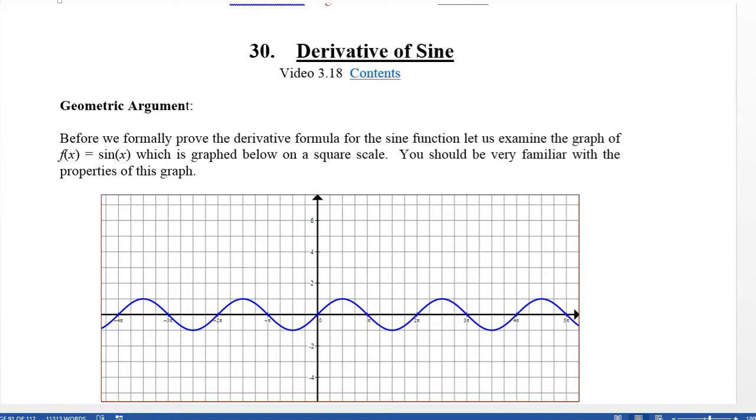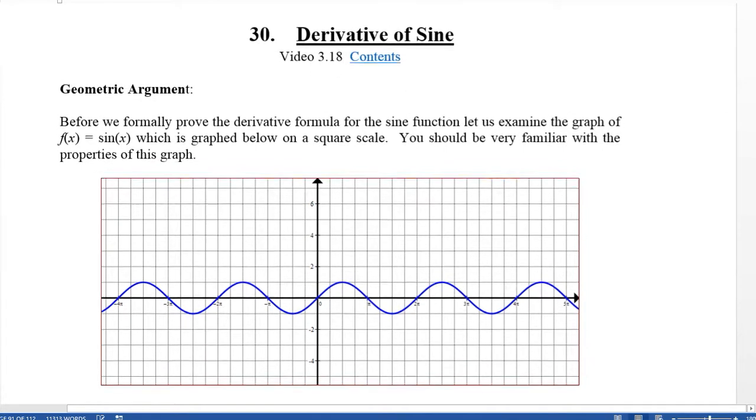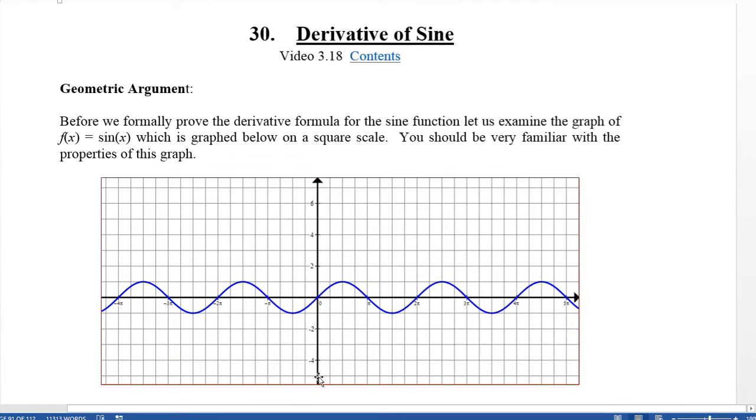In this video, we're going to talk about the derivative of the sine function. Before we formally prove the derivative formula and derive it for the sine function, let's examine the graph of y equals sine x, which is graphed here in this window on a square scale. Let's review some of its properties, and then see if we can figure out what the derivative should look like just based on what we see here.